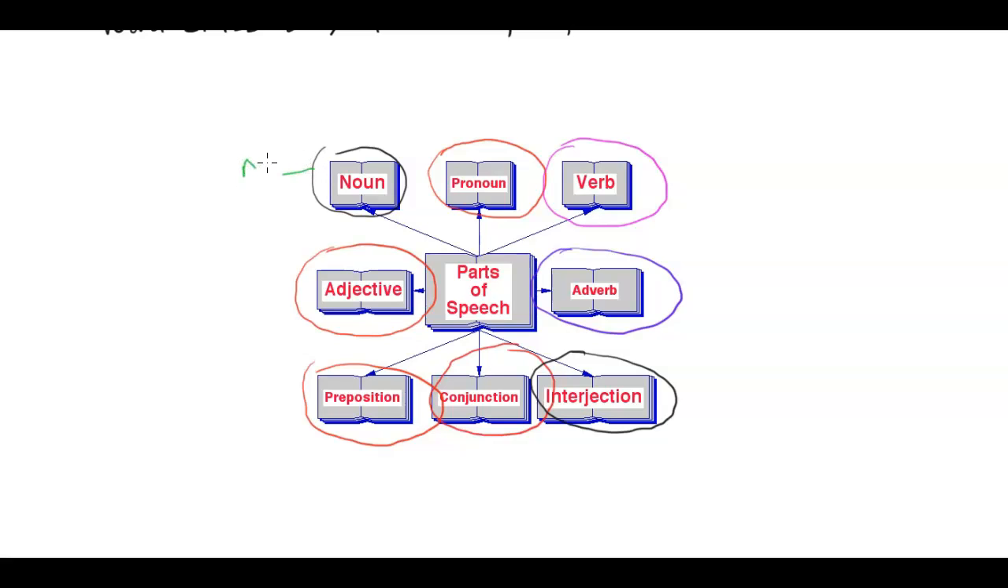Usually the noun is the naming word. The adverb and the verb usually go together because the verb is the action word and the adverb describes the action, so it modifies a verb. The adjective modifies the noun or describes it.